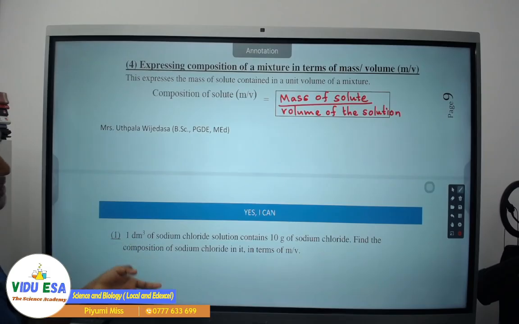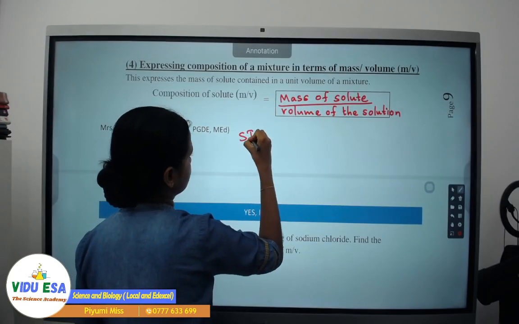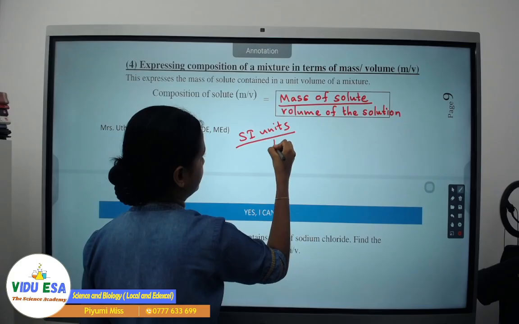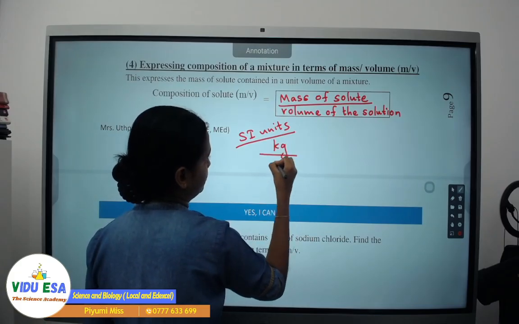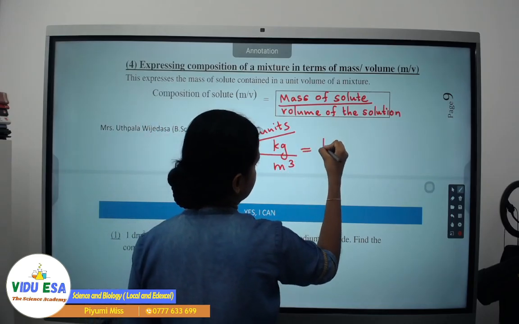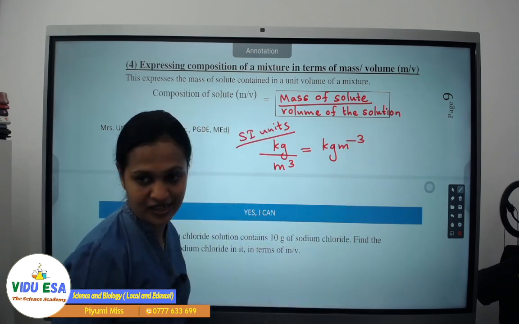So if we consider the SI units, the mass is in kilograms. Volume is in cubic meters. Therefore, it is kilograms per cubic meter. That is the SI unit.